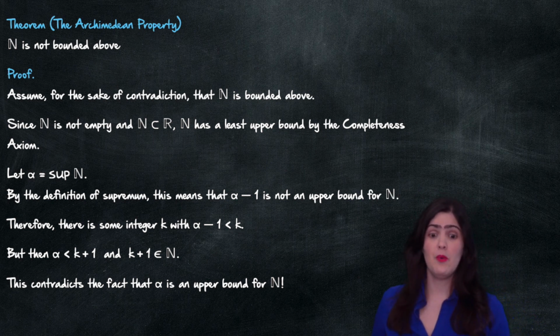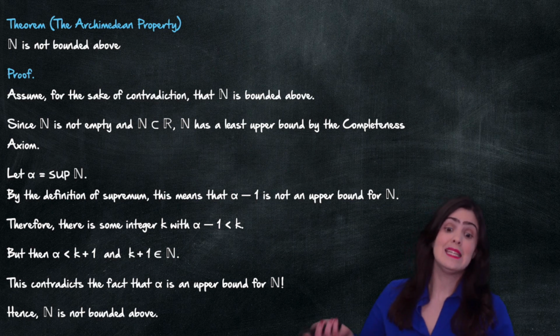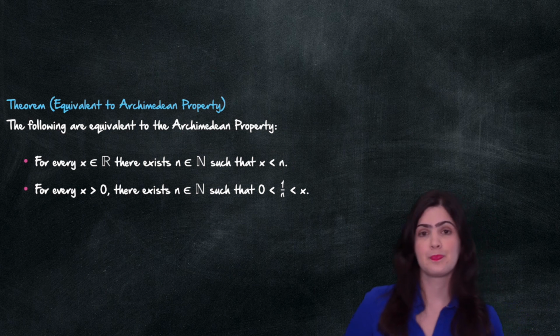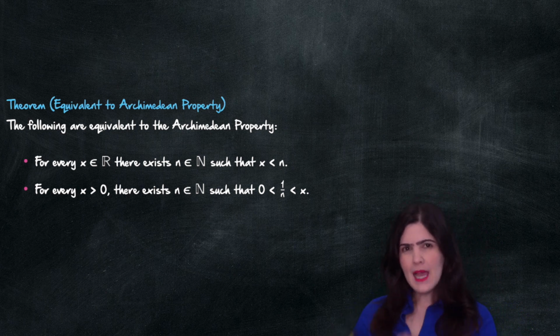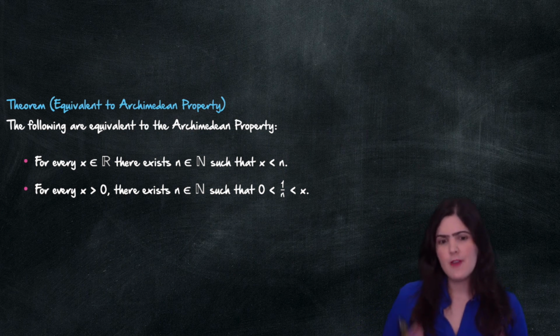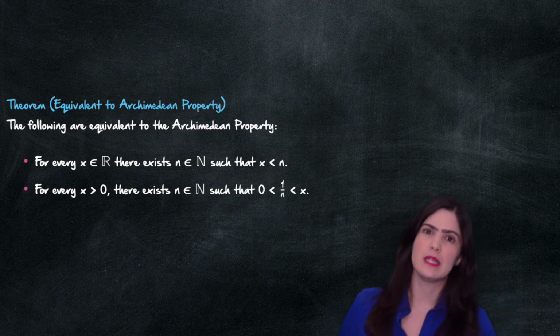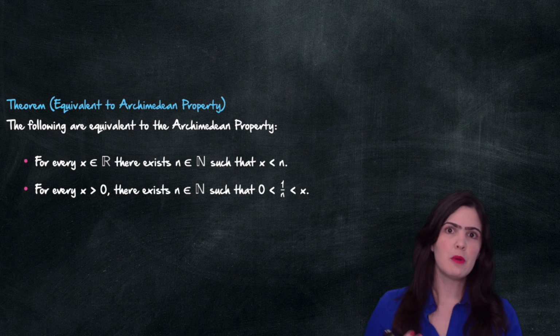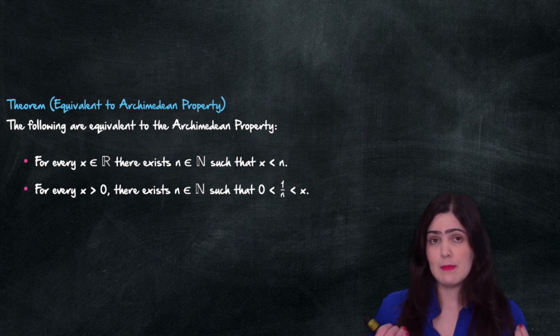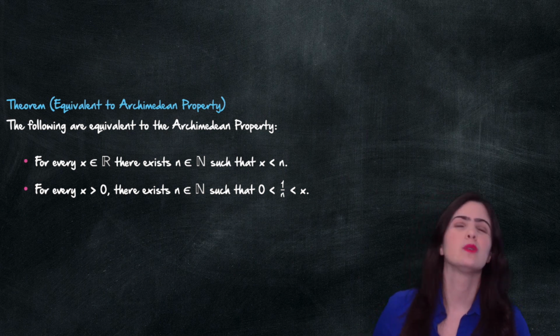Okay, therefore what happens? Well, n is not bounded above, and that completes the proof. Now you see, the Archimedean property is very, very important, and we're going to use it. But very often we're going to use it in a different way. It's written in a different way that is exactly equivalent. It means the same thing, but it's more useful to us.